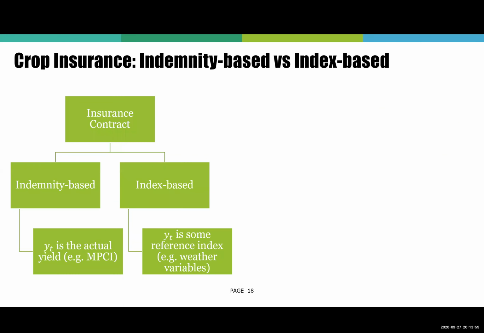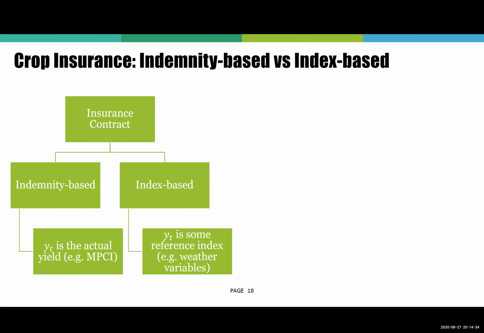Broadly speaking, the crop insurance can be classified into indemnity-based or index-based. By indemnity-based, the payout of the insurance contract ties directly to the actual yield of the insured crop. That is, YT corresponds to the farmer's actual yield of the insured crop. The popular MPCI is an example of indemnity-based insurance. Such design has the advantage that the payout of the insurance ties directly to the farmer's actual loss.